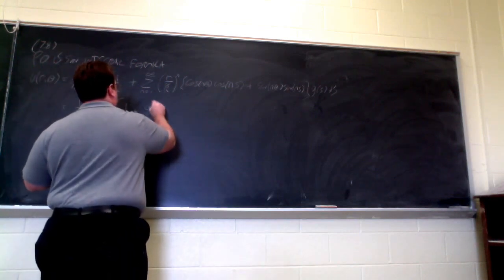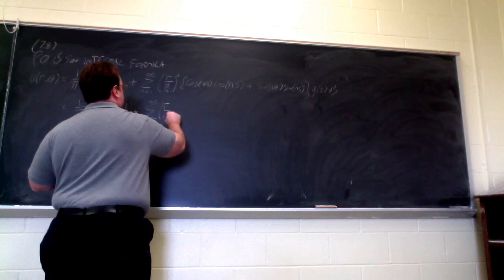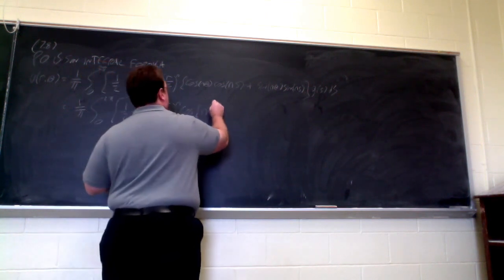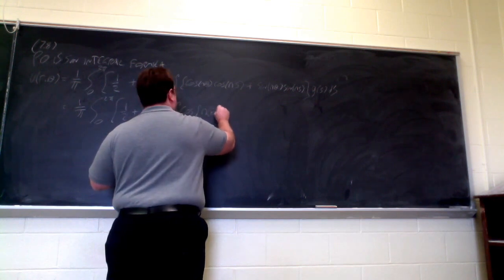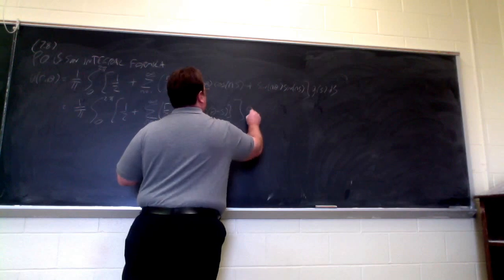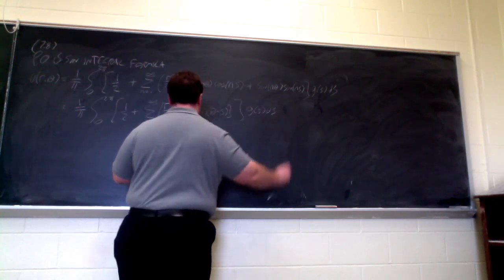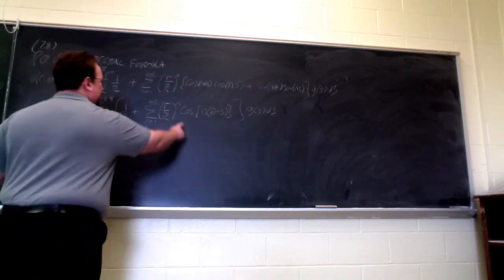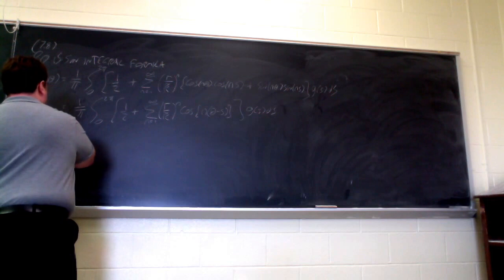All right, so I still have this, and I have cosine n(theta minus s). I'll factor out the n. g of s ds. Okay. Now the next thing I'm going to do is, let's get complex. We're going to write the cosine in terms of complex exponentials.